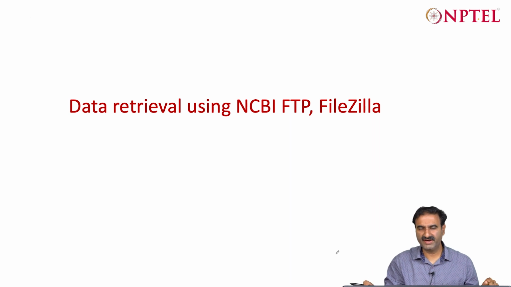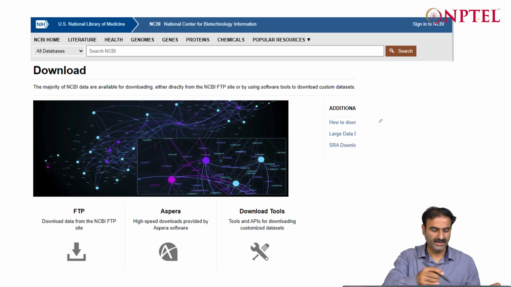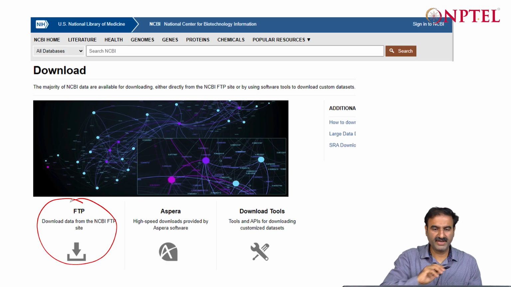Now, how to access data. Basically there is the NCBI FTP site from which you can download the data, or you can use an application like FileZilla. So you can download the data using the NCBI FTP site.